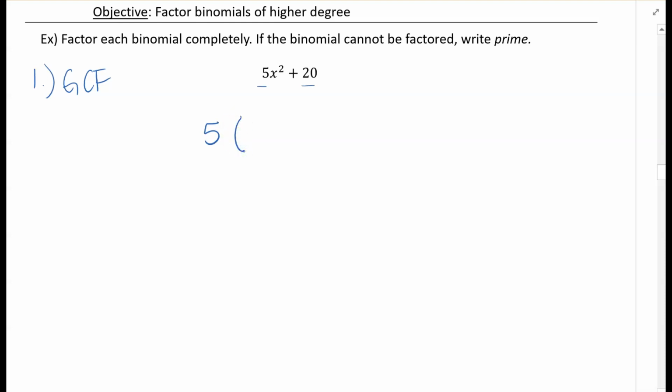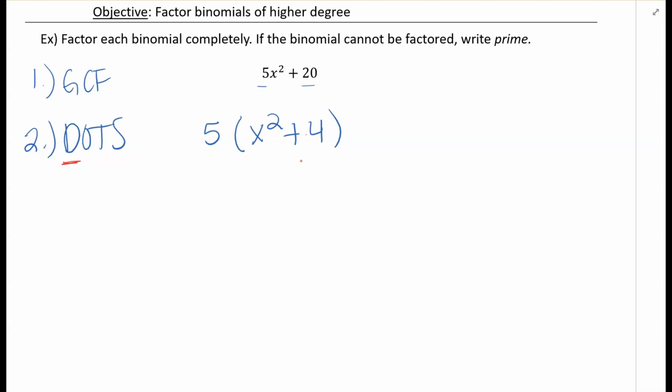So 5x squared divided by 5 is just going to leave you with x squared. And then I have my plus. 20 divided by 5 is going to give me 4. And then I want to check for my DOTS again. Difference of two squares. So one more time. D stands for difference. Difference means subtraction. I have an addition symbol in between, so I don't have a difference of two squares. So I can't do step 2.